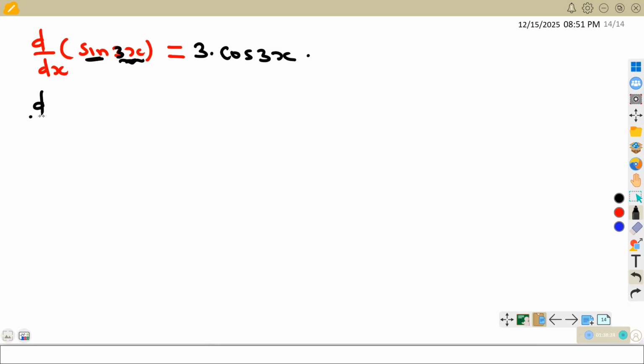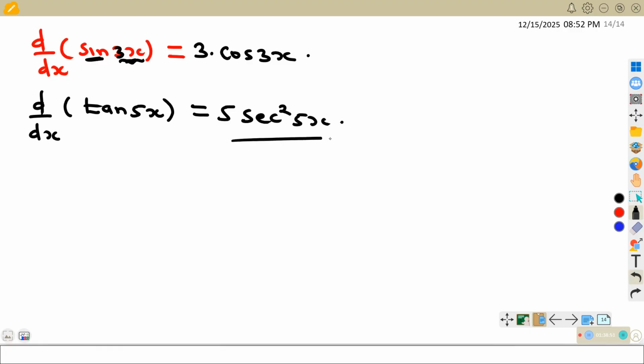So, can someone try for us d/dx of tan of 5x? Can someone tell us the answer there? It is 5 sec² 5x. Thank you. Yes. So it is 5 sec² of 5x. So that is how we do it.